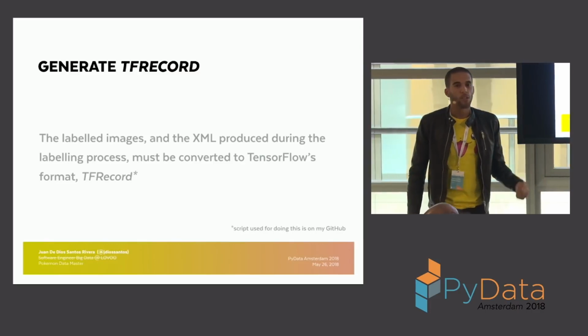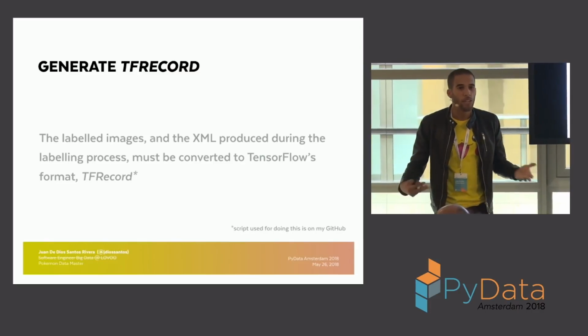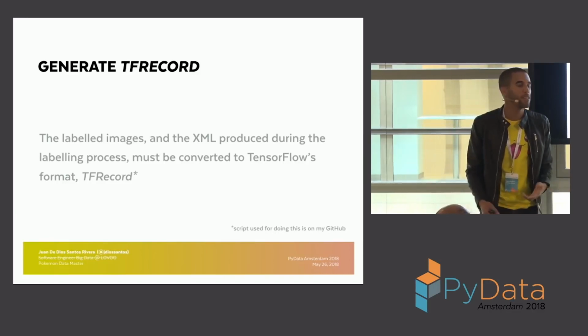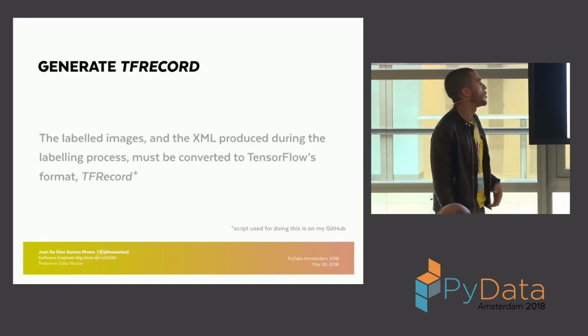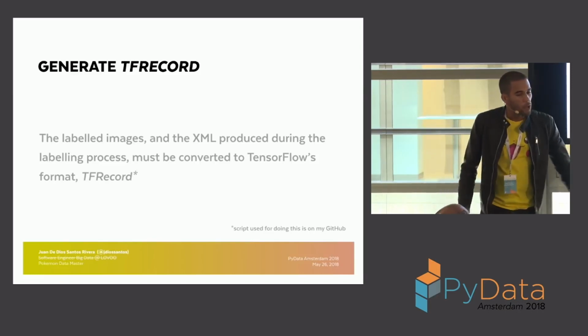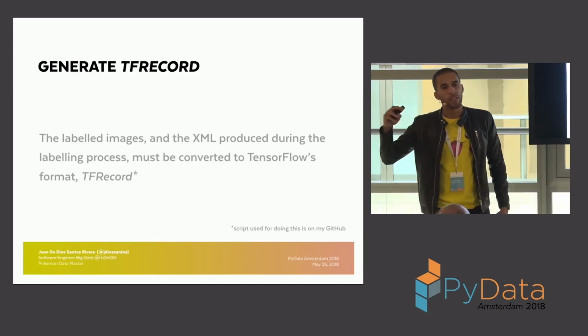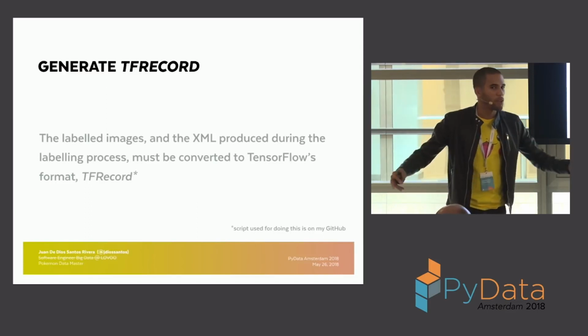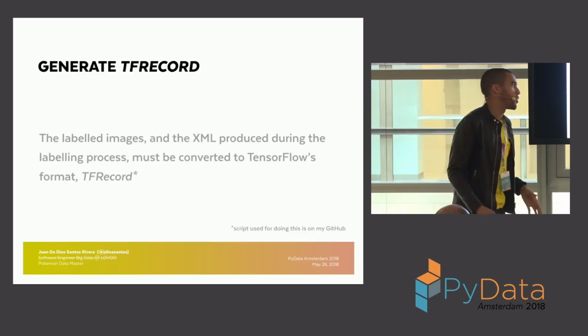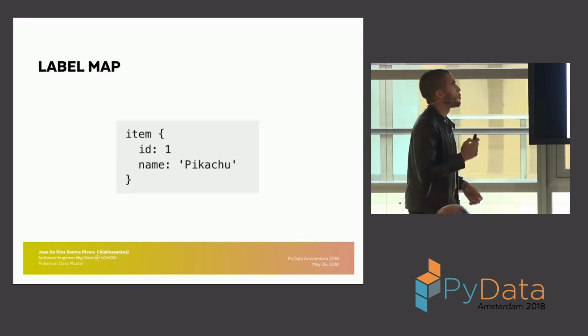And the repo already contains all the code, the script that you need to do this. You simply need to specify where your XMLs are, and this is going to output one nice file called TF record. And I have this script also in my GitHub. I'm going to present the link at the very end. So every time I talk about script or code, believe me, it's going to be on GitHub. So don't worry about that.